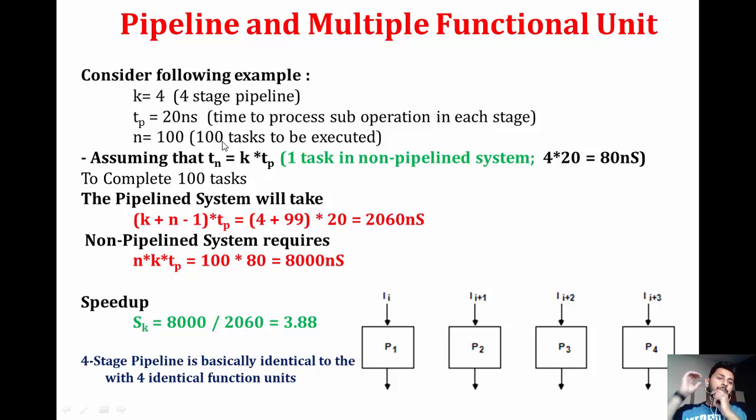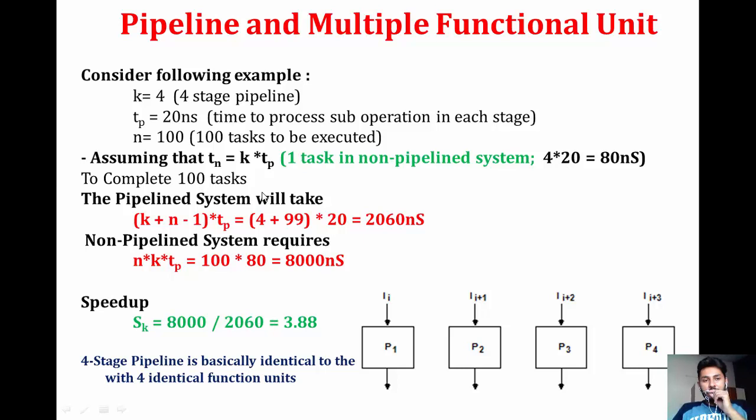Now assuming that tn equals k into tp, the total time for one task in a non-pipeline system is 4 into 20. 4 is the 4 stages that we have, and 20 is the 20 nanoseconds, which is the tp, the time it takes to perform the operation in each stage. So one task in a non-pipeline system will take 4 into 20, that is 80 nanoseconds, right?